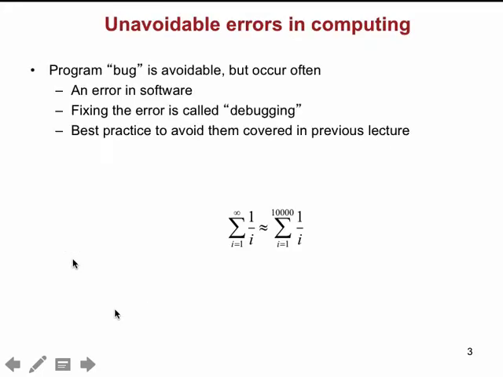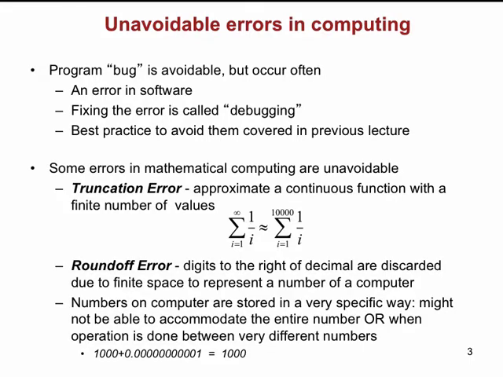So when we call something a bug, it's typically a problem that we can avoid and that has been created by our not being very careful. And fixing the error is called debugging. Now, there are certain errors in programming that we simply cannot fix.